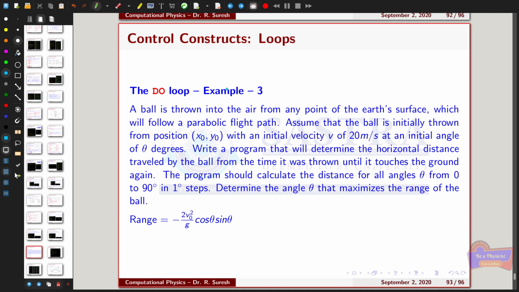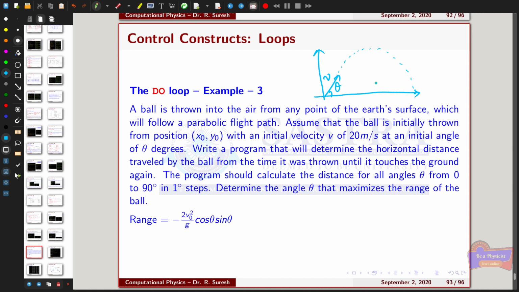one more example, where I have a problem. You have to write the program for this problem. The problem is as follows. A ball is thrown into the air from any point on the Earth's surface, which will follow a parabolic flight. If you take any projectile and throw the ball in the x direction or any direction with some angle with the initial velocity, then this ball will have a parabolic plot. Based on the angle theta and velocity, it reaches a different range and different heights.